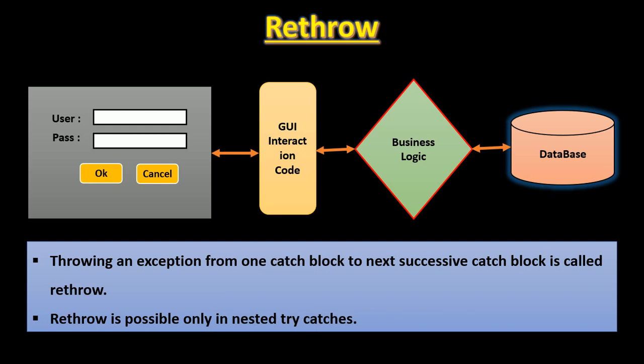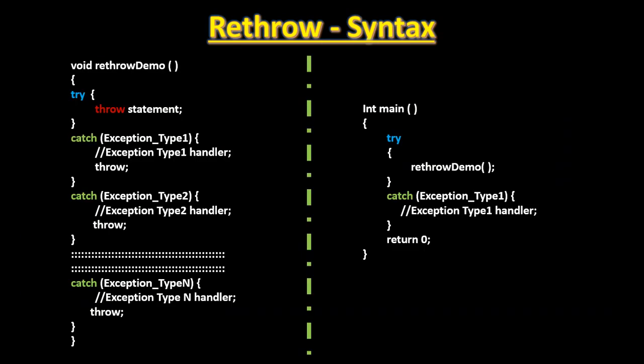Throwing an exception from one catch block to the next successive catch block is called rethrow. And rethrow is possible only in a nested try-catch sequence. So what do we mean by nested try-catch sequence? Say here I have a try-catch. Now I'm calling a function, rethrow demo. This rethrow demo also has a nested try-catch block, meaning inside this try you have another try-catch block, right?